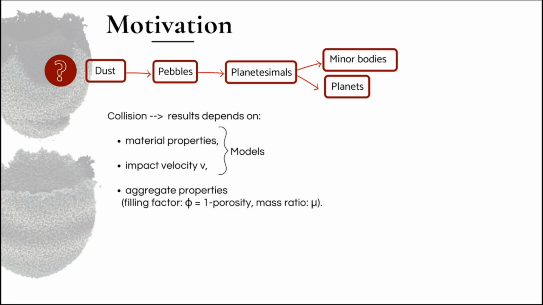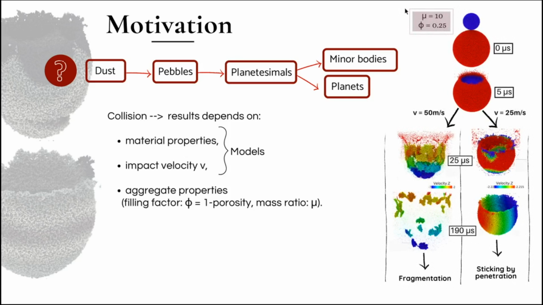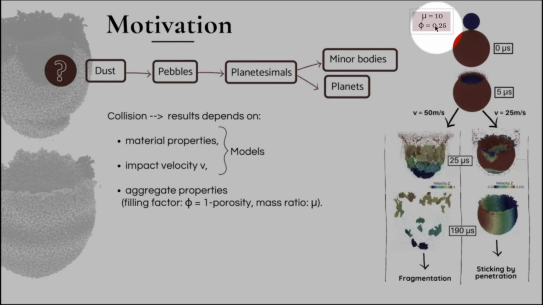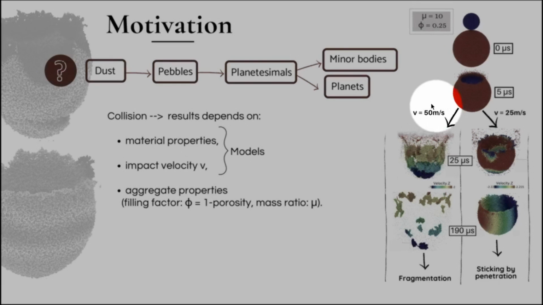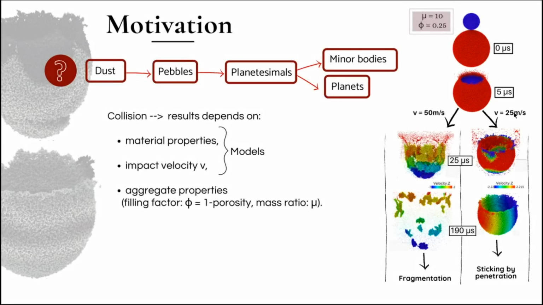Both quantities are integrated into most current models, but also the properties of the aggregates, such as mass ratio and filling factor, could change the results of the collision, and these effects are poorly studied. This image shows the temporal evolution of a system with the same properties of the aggregates, but on the left side, the projectile has double the initial velocity of the projectile on the right side. So obviously the impact velocity is an important factor.